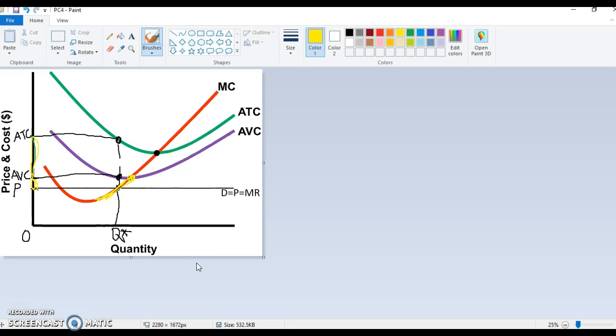When they shut down for the short run, their losses are only equivalent to their fixed cost. They have to pay rent. When they shut down in the short run, they don't have to pay any employees or any raw materials. So essentially, losses will be smaller if you choose to shut down in the short run.